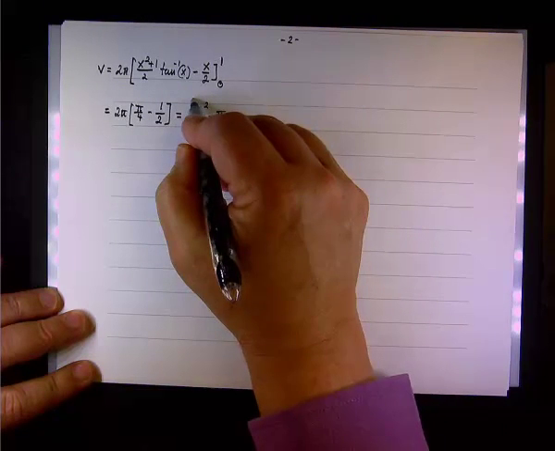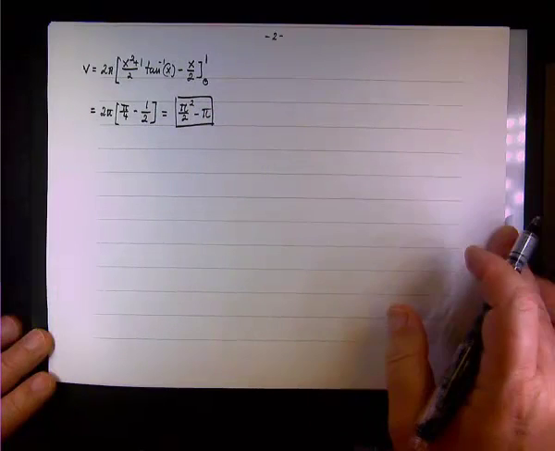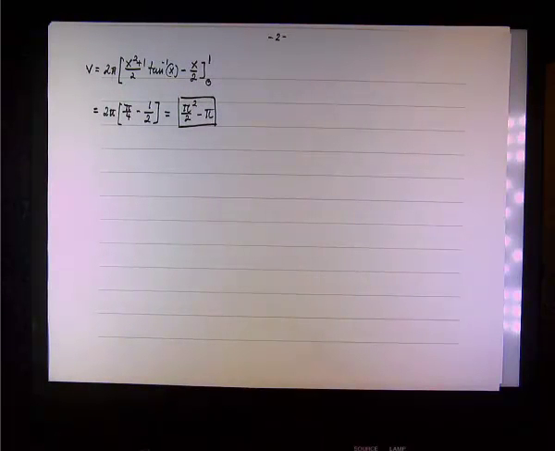And I think that's it, because if you look at 0, the inverse tangent of 0 is 0. And, of course, 0 over 2. And all we need to do is simplify here. And we have pi squared over 2 minus pi. And this is the volume of the solid of revolution in our case. Okay? So, this is the end of this particular example. And I'll answer your question next.